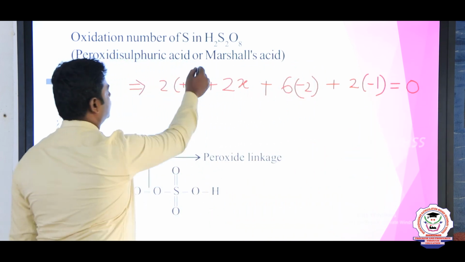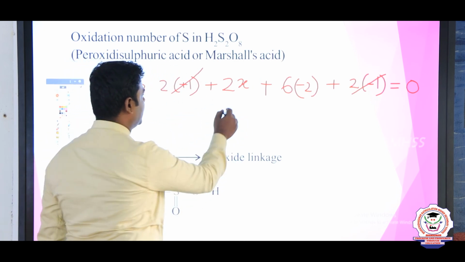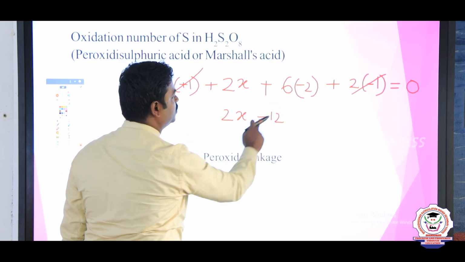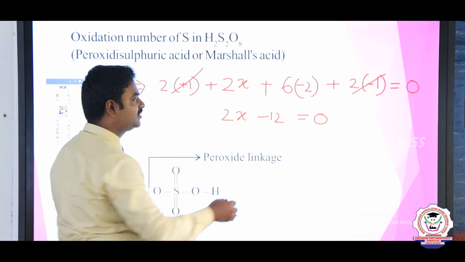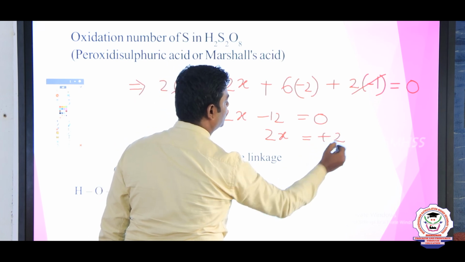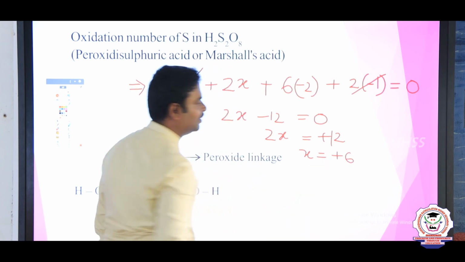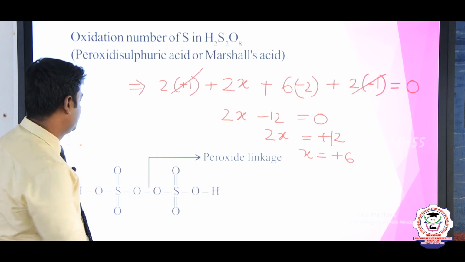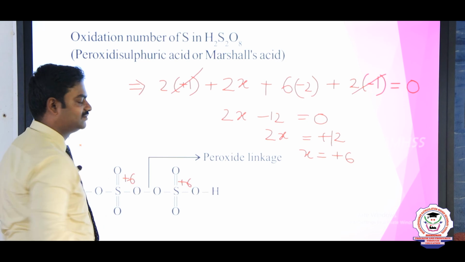Now again 2 and 2 can be cancelled out. Plus 2 and minus 2 are there. And 2X minus 12, 6 into minus 2, that is minus 12, is equal to 0. What about 2X then? 2X is equal to plus 12. So X is equal to plus 6. Okay, so each of the sulfur atoms is carrying plus 6 oxidation state. Both plus 6. That's it.